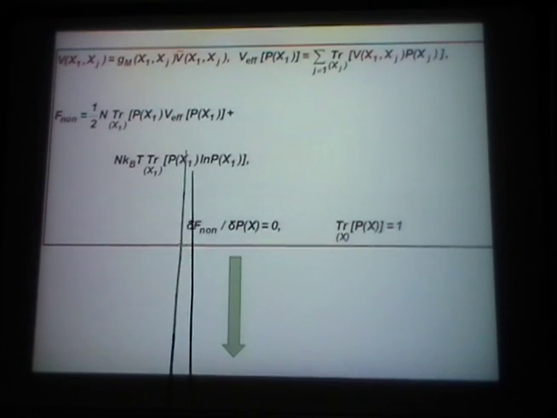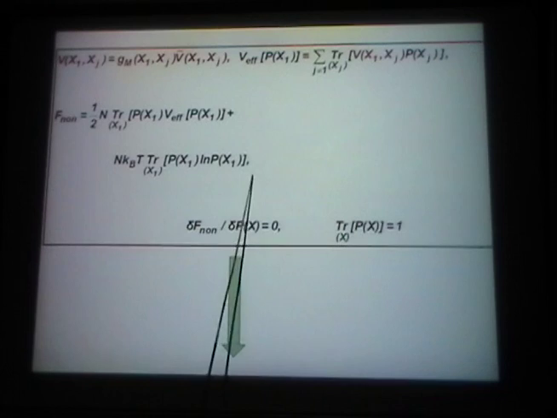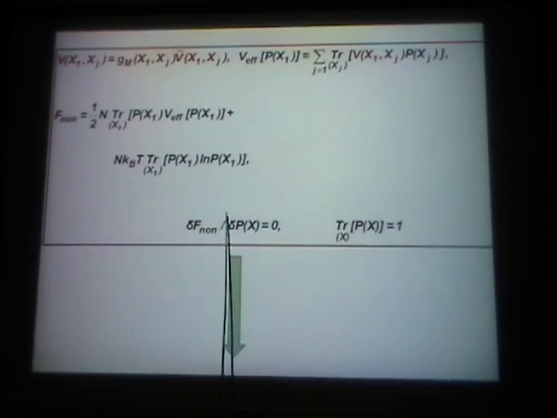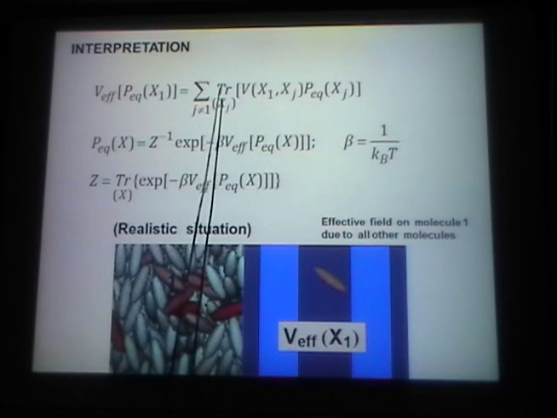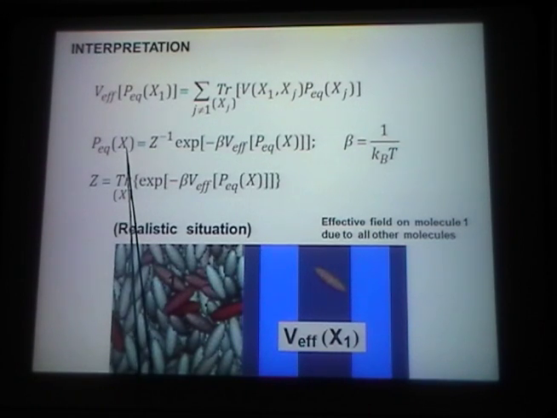With all these simplifications, my non-equilibrium free energy is just a functional of the one-particle distribution, and I can easily minimize it with respect to the variation of my one-particle distribution, of course keeping normalization. And if I do that, I get something much simpler, namely, a formula in which I get the equilibrium distribution, which now depends upon five variables, namely upon positions and orientations of the molecules. That's the normalization of my distribution, and it's exponent minus beta times the effective potential of p equilibrium.